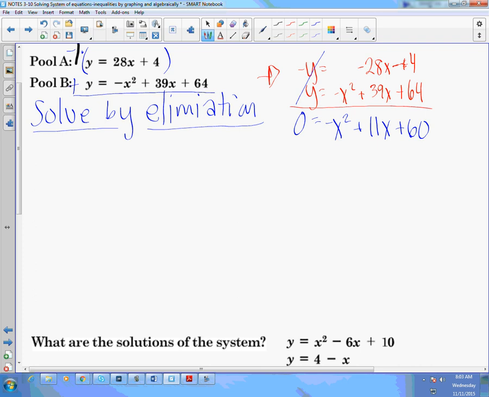Factoring, like on a quiz. However, with factoring, we want this to be generally positive, so can I divide every term by -1? As long as I do it to every term? So I get now 0 equals, and I make sure I change the signs this time. Positive x squared minus 11x minus 60.